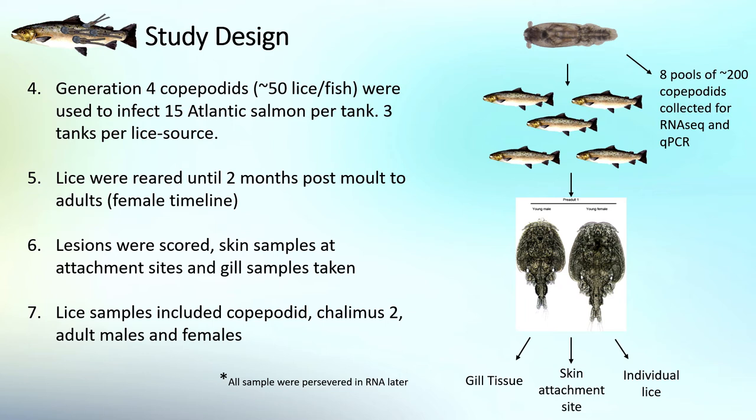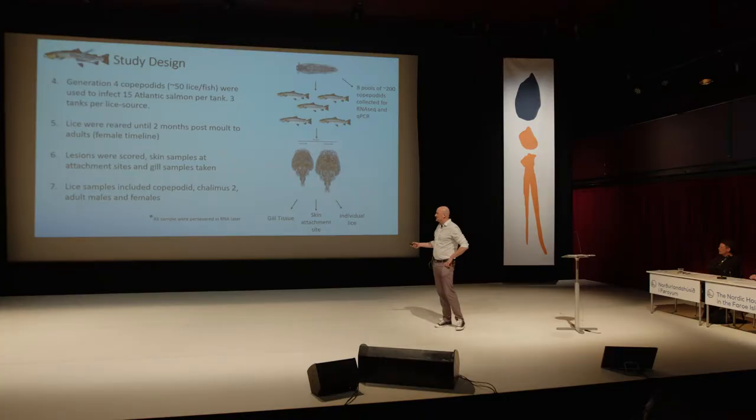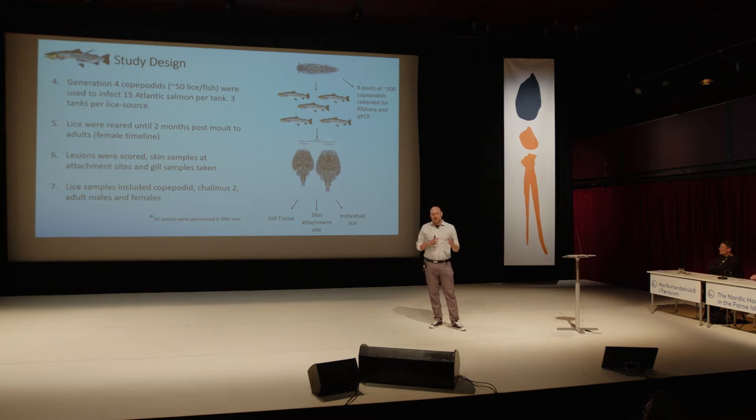So just actually very similar to what Susie talked about. Lice samples were collected at the copepodid life stage, as well as the chalimus 2, and then at adult males and females. So the end goal was to assess lesion development and whether there was an impact on the skin, but we have different things that we were trying to also assess throughout the study from different life stages of the parasite.